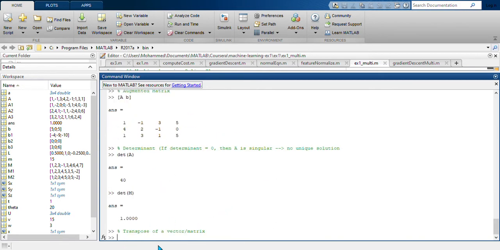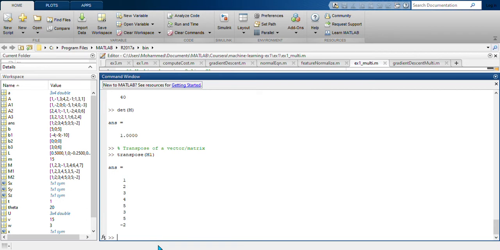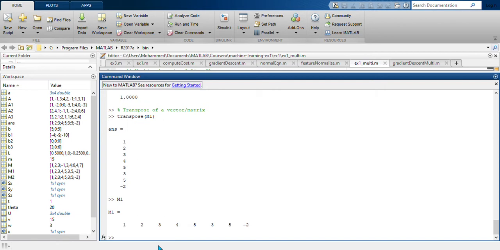So we simply write transpose, the command is transpose m1, the name of the variable. So m1 is a row vector. After transposing, it has become a column vector. Let me type m1 directly. m1 is a row vector. The transpose of m1 is a column vector, right?